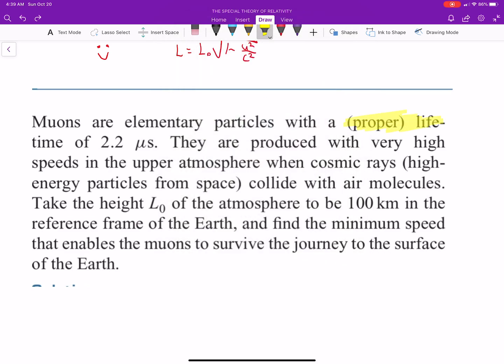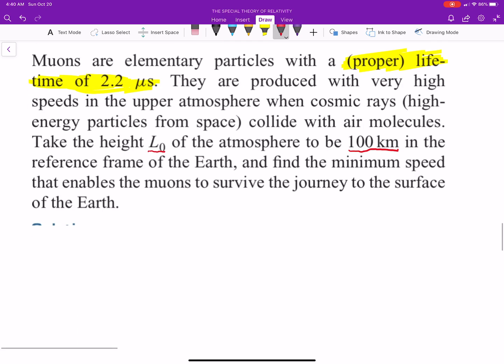So we have a proper lifetime of 2.2 microseconds. That's what that little mu is. I might underline stuff. So they're produced at very high speeds in the upper atmosphere when cosmic rays collide with air molecules. They give us a height L naught, which is 100 kilometers, in the reference frame of Earth, and find the minimum speed that enables the muons to survive the journey.